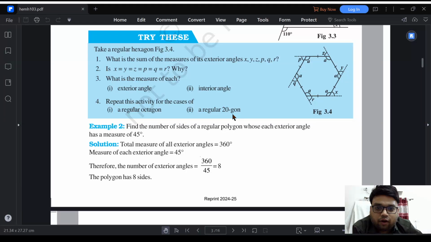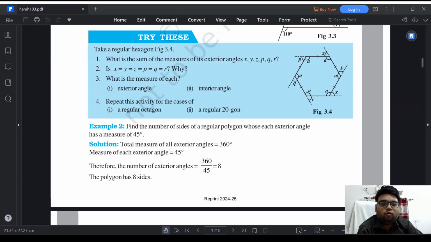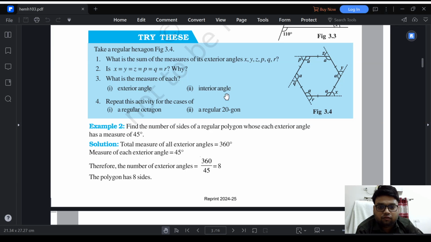For a regular 20-gon, in the place of 8 we have to place 20, and the remaining procedure of solving is the same. It is as simple.